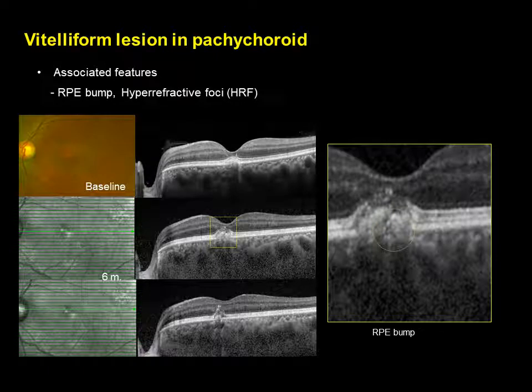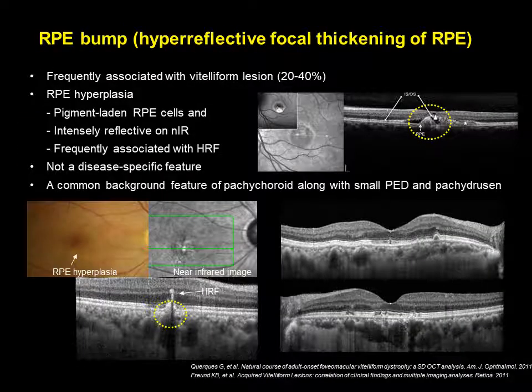In this case, focal RPE elevation, so-called RPE bump, is detected just below the vitelliform lesion. Again, you can see hyperreflective foci. Hyperreflective foci and RPE bump are frequent accompanying findings in previous studies. RPE bump represents RPE hyperplasia consisting of pigment-laden RPE cells and macrophages, being intensely reflective on near-infrared image and frequently accompanied by hyperreflective foci. It is not disease-specific and is a common background feature of pachychoroid along with small pigment epithelial detachment and pachydrusen.